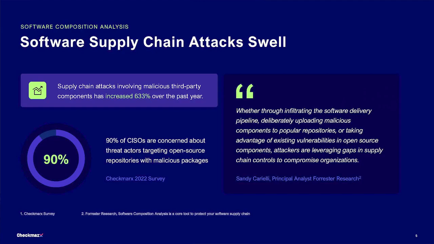Okay. So over the past year, these type of supply chain attacks have gone up 633%. Over 90% of CISOs are really worried about this because if you think about it, over 90% of applications have some sort of third-party open source code within them. There's another quote here: whether through infiltrating the software delivery pipeline, deliberately uploading malicious components to popular repositories, or taking advantage of existing vulnerabilities in open source components, attackers are leveraging gaps in the supply chain controls.